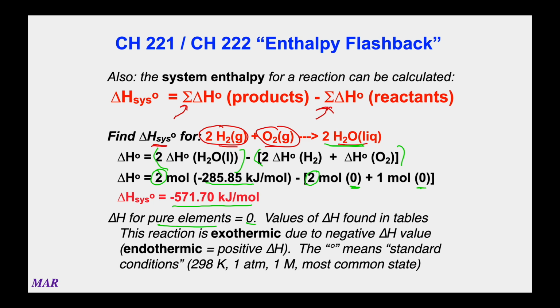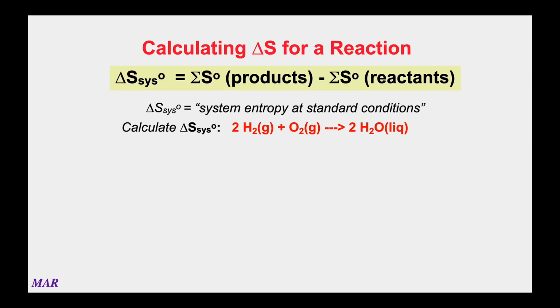So that's a quick flashback to Chem 221. We're going to do something very similar here. In this case, it was delta H equals delta H products minus delta H reactants. We're going to do similar things with other thermodynamic quantities here in just a little bit. For example, you can calculate the change in entropy for a reaction just like you did the change of enthalpy for a reaction. And you can see the problem here. It looks very similar to what we just did.